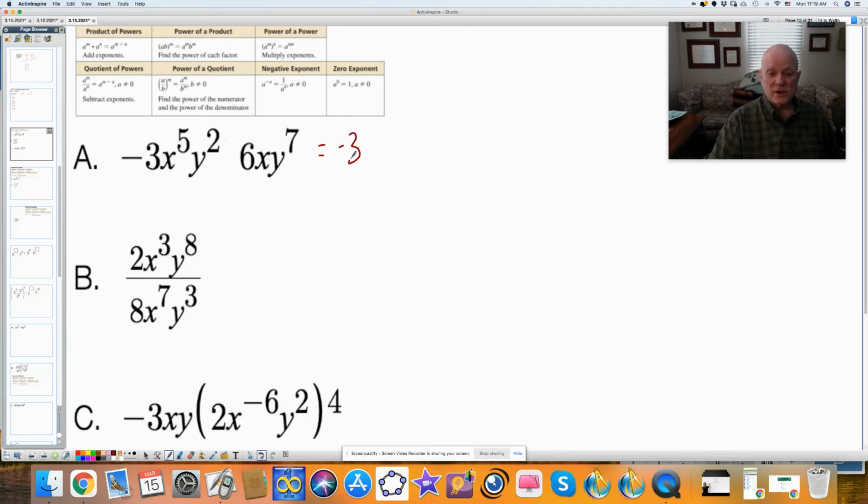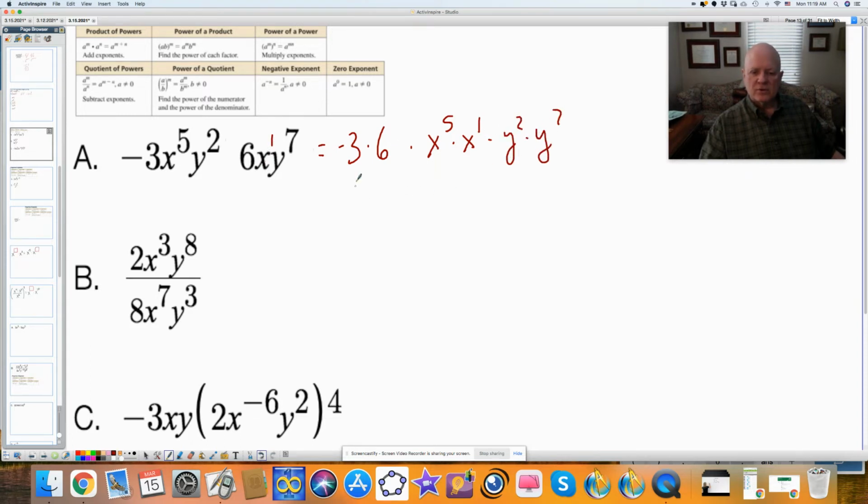So I'm going to do 3 times 6. I'm going to get rid of any exponents that I see like this first. Then I'm going to combine the powers. So here I can combine the powers. X to the 5 times x to the 1. If it's not got a power, put a 1 there. Y squared times y to the 7th. So I get negative 18 x to the 5 plus 1, which is 6, times y to the 2 plus 7, which is 9.